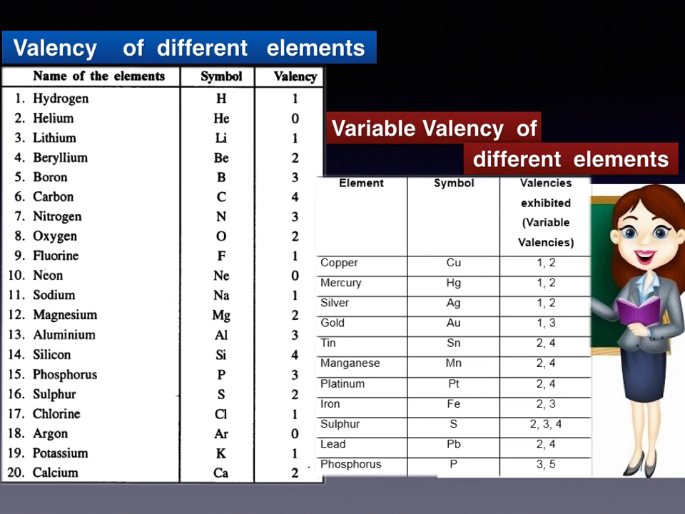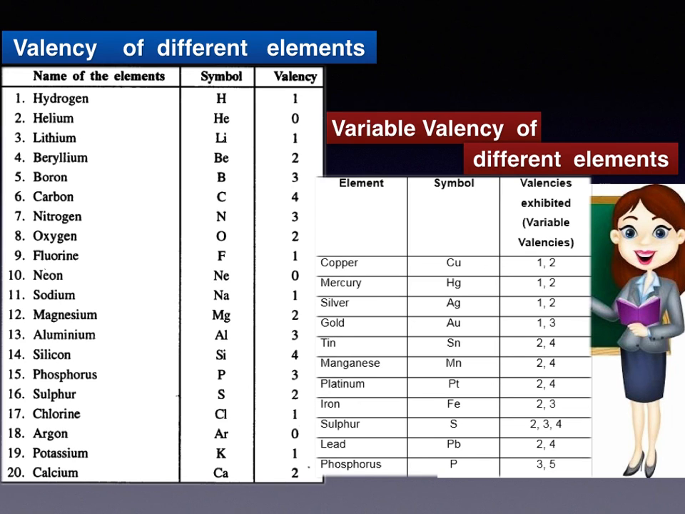Under different conditions, the atoms of some elements give away or take up different numbers of electrons. In such cases, those elements exhibit more than one valency, and this property of an element is called variable valency. Now you can see in the chart the variable valency of different elements. There are two charts. Towards the left hand side you can see the valency of different elements, and on the right hand side you can see the variable valency of different elements. One element shows two valencies.